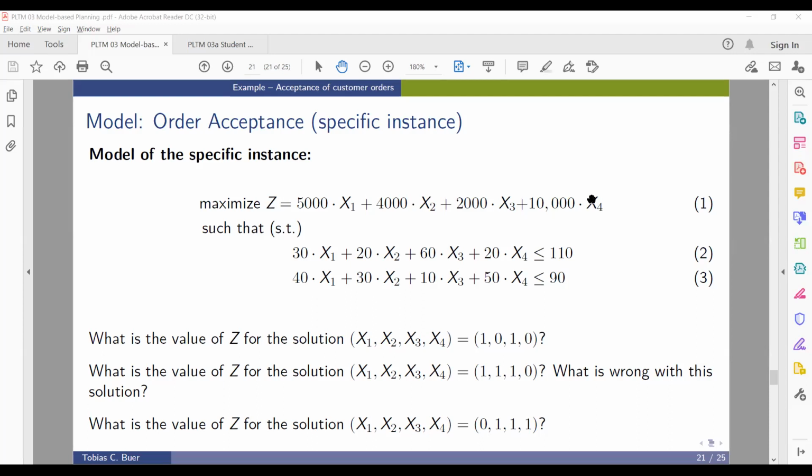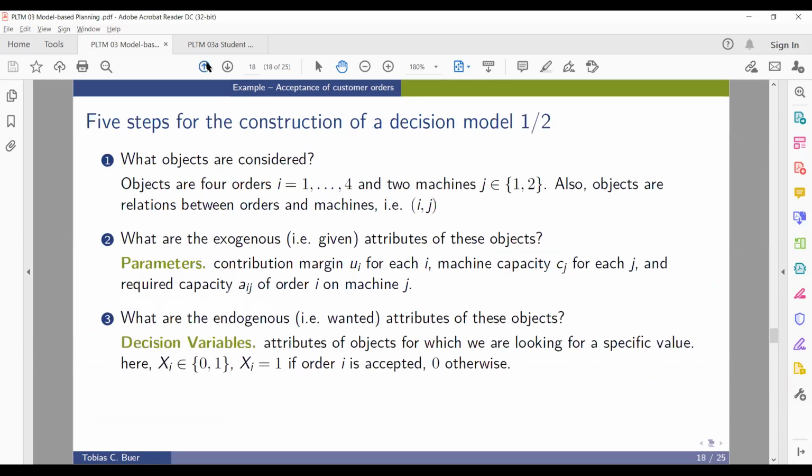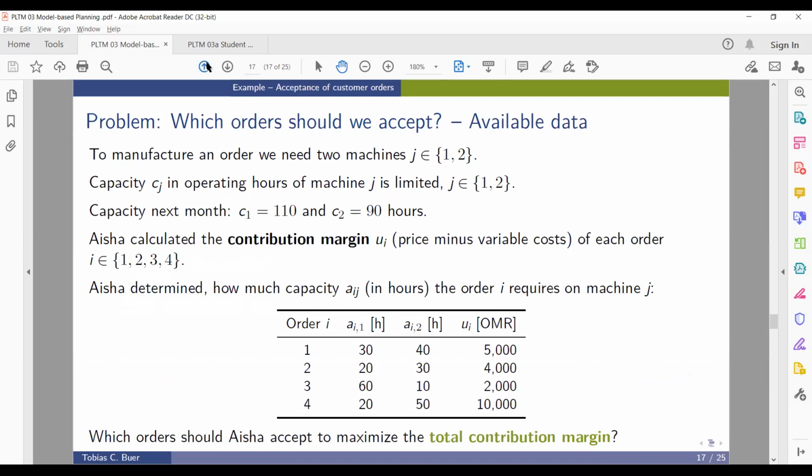Yes, contribution margin. Mara, you're right. So this was a contribution margin. I go back to the previous slide. Yeah, these are the numbers here in the rightmost column. This is the contribution margin. So if we do order number 1, we earn 5,000 in profit. If we do order number 2, we earn 4,000 in profit, etc.